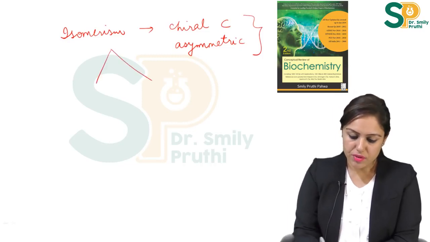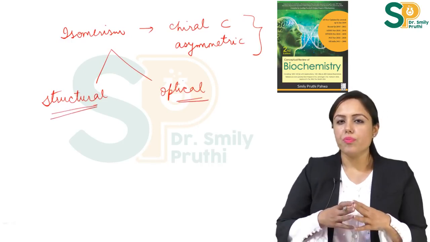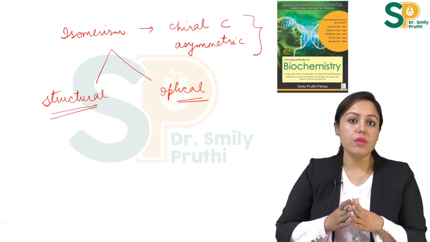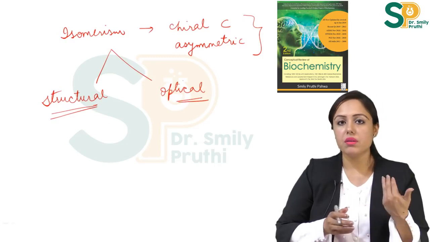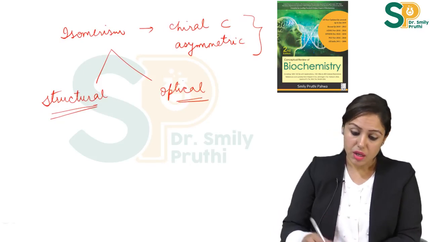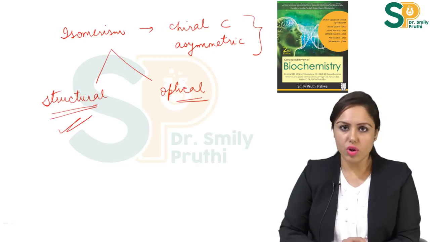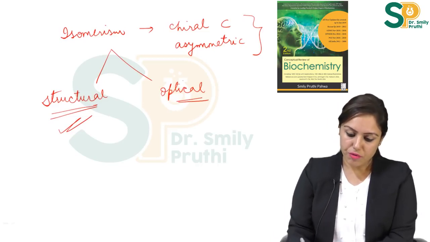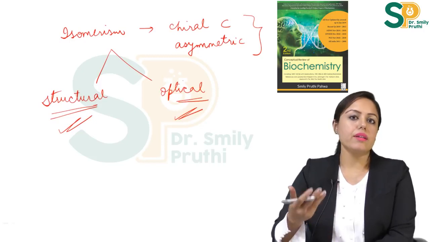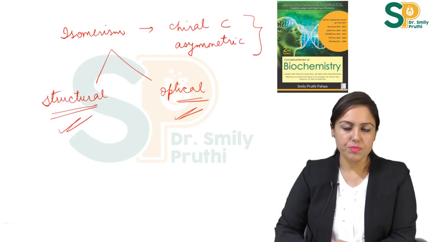So isomerism is of two types, structural and optical. Isomers are compounds having the same molecular formula but the structure is different or the optical properties are different. If the structure is different with the same molecular formula, then that is structural isomerism. If the molecular formula is the same and they have different optical properties, then it is optical isomerism.